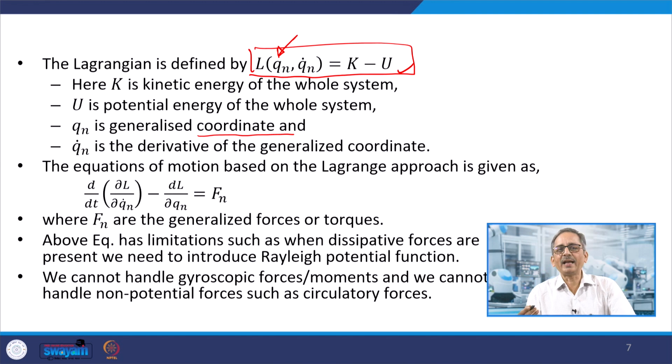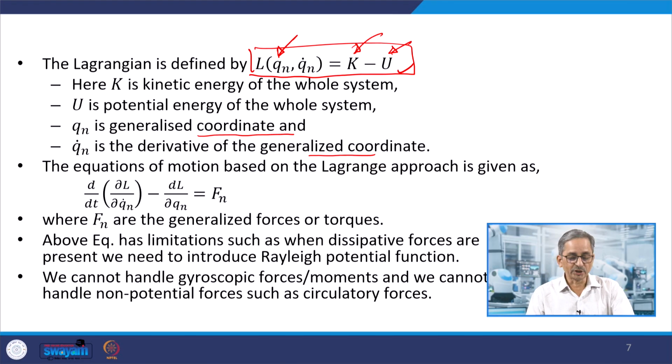Generalized coordinate basically means a general coordinate. It could be a linear position or an angular position. Both linear and angular we put together and give a general term, which we call a generalized coordinate, and Qn dot is the derivative of the generalized coordinate. K, as I said, is the kinetic energy of the whole system, and capital U is the potential energy of the whole system. If I take the difference between kinetic and potential energy, I get the Lagrangian.